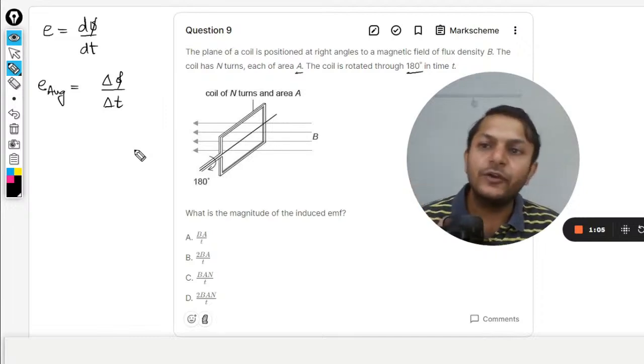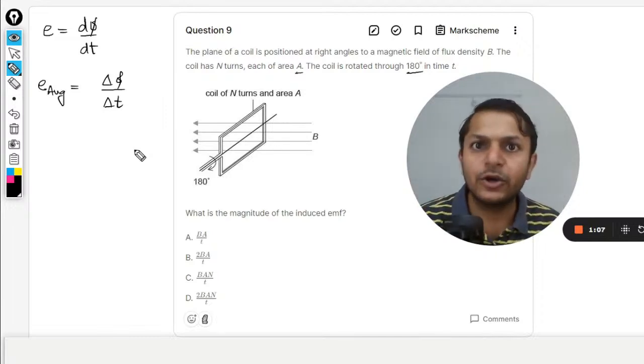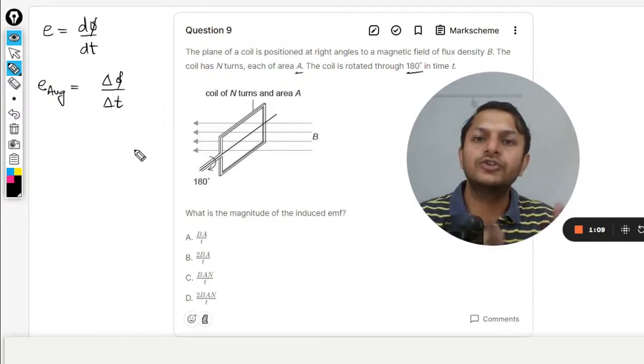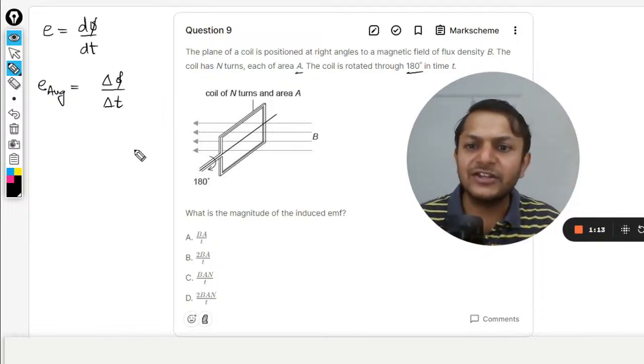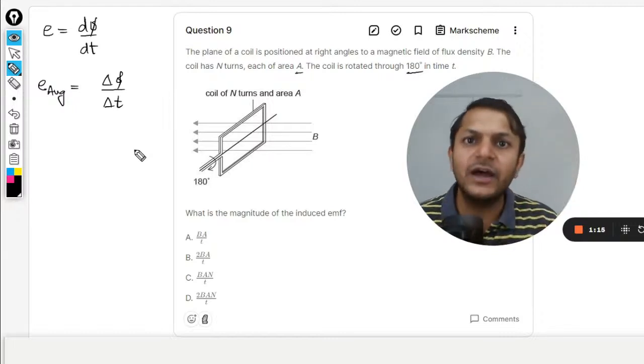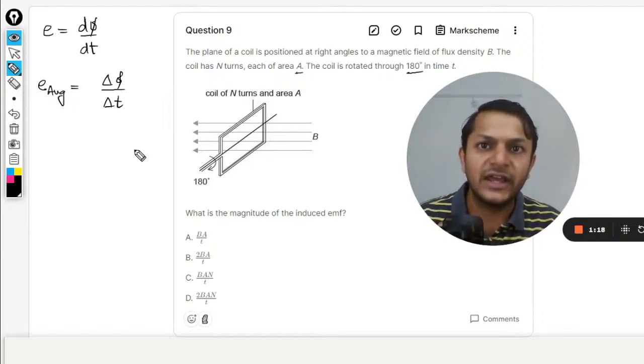My dear students, be careful. I'm not using any negative sign there, because the negative sign talks about the direction of the induced current and the induced EMF, but that is of no objective here. That is why I'm not including the negative sign in the first place.